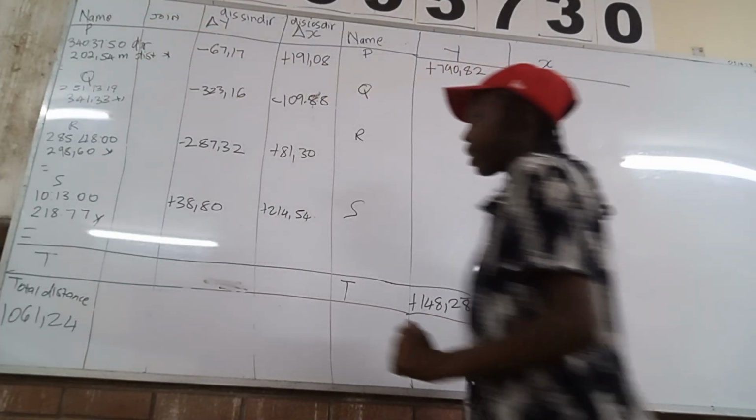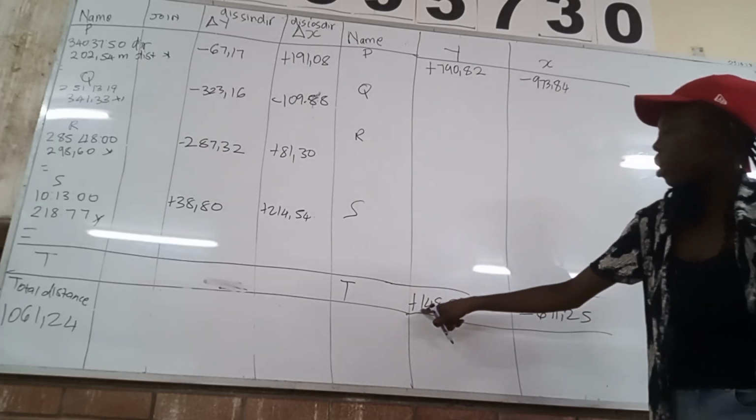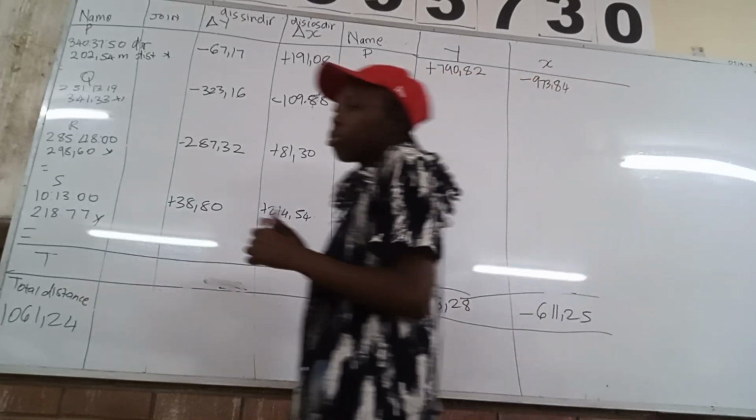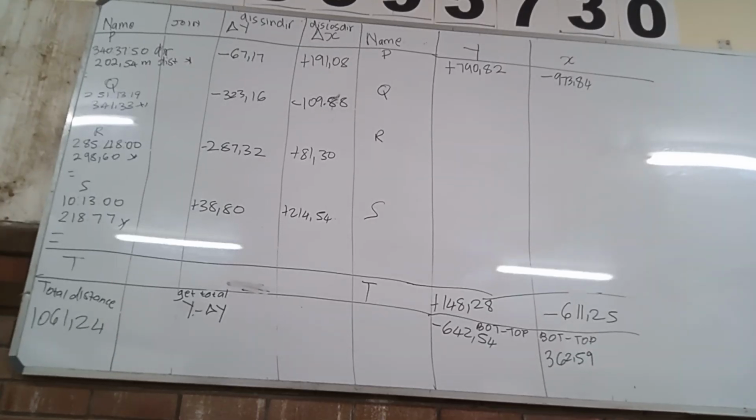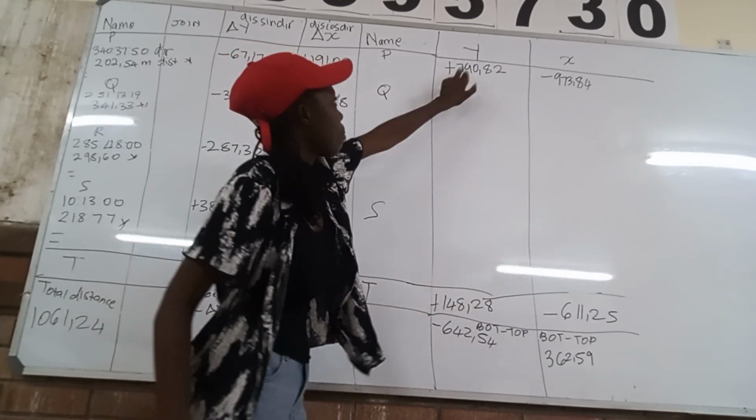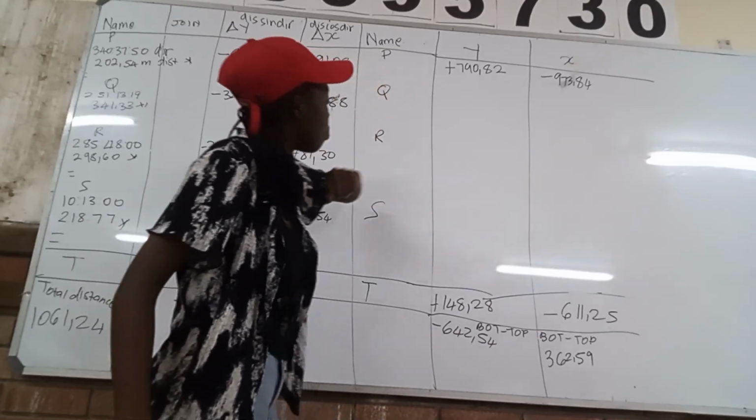So here on the y and x column, what you do is bottom minus top. Bottom it is 148.28 minus the top one, which is 792.82. What do you get? There is my total distance, 1061.24. And then when you go to the column y and x, it's going to be bottom minus top. Bottom, the T coordinate minus the P coordinate.